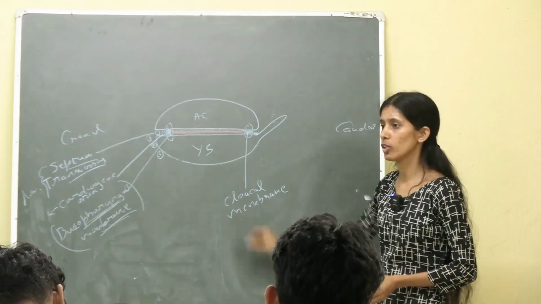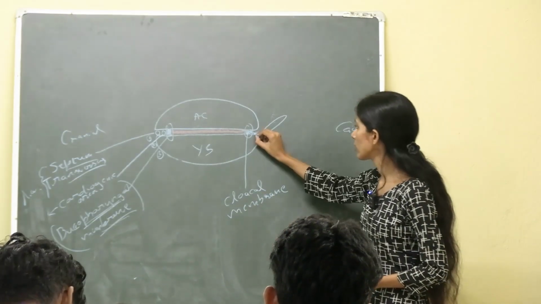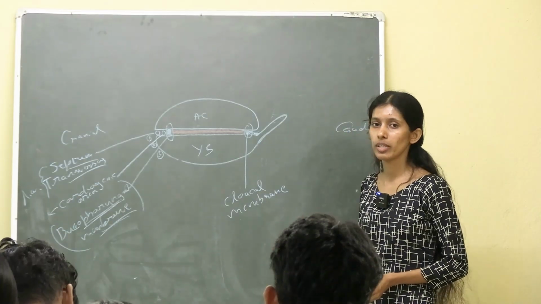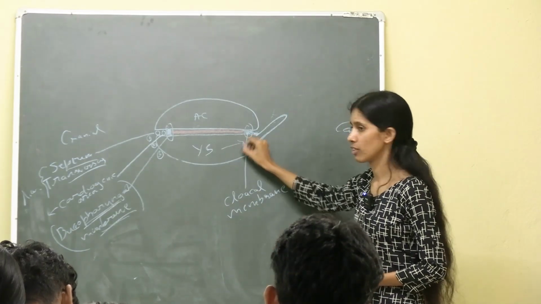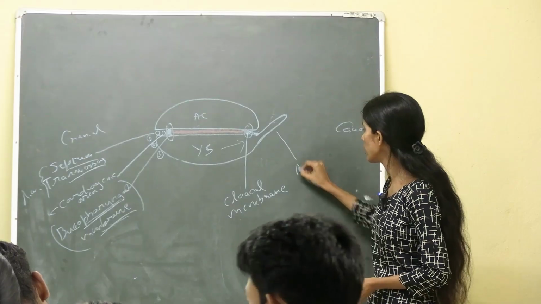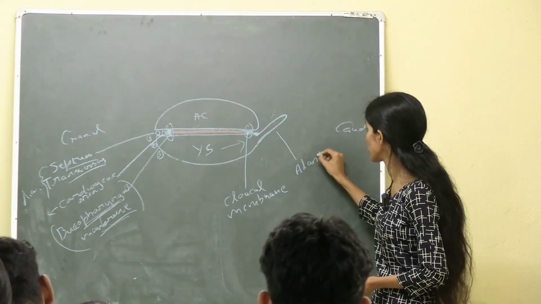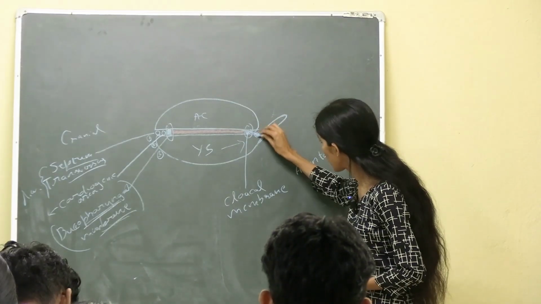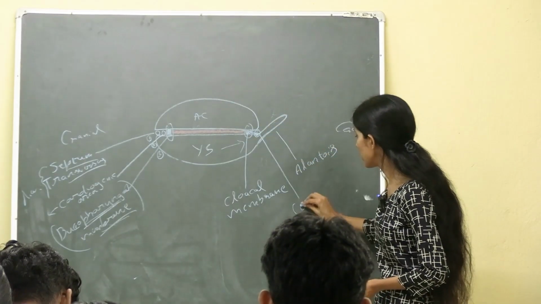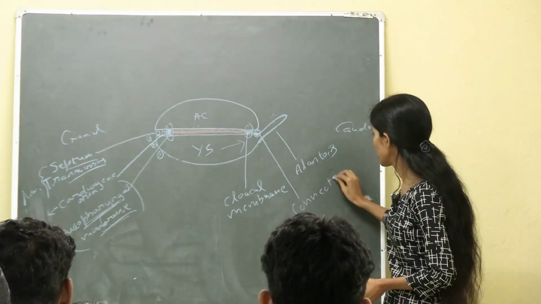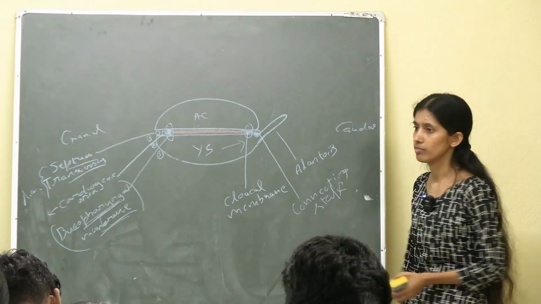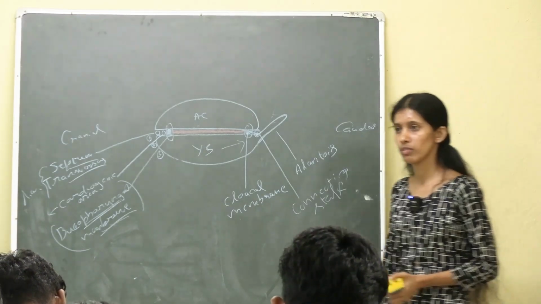Okay, this is called cloacal membrane, and we are seeing the projection that is coming from your yolk sac region. This is called allantois, and this part is called connecting stalk. Is it clear for everyone?